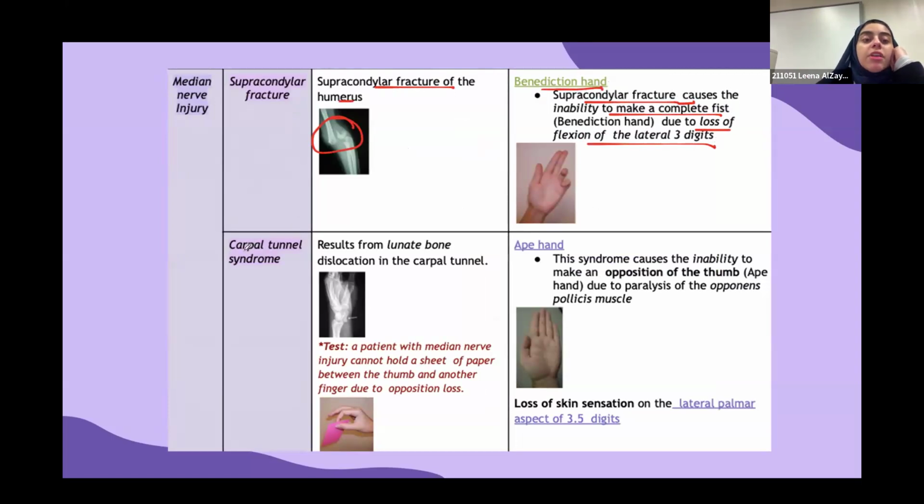On the other hand, if you have the injury of the median nerve on the carpal tunnel, it results from the lunate bone dislocation over here. Okay, you would have the ape's hand, where you're not actually able to oppose the thumb like this. You're not able to do this. Okay, so this is due to the paralysis of the opponens pollicis muscle, and you will also have the loss of sensation of the lateral palmar aspect of the 3.5 digits. And how do you test it? If they hold a sheet of paper between the thumb and the finger, due to opposition loss, they won't be able to hold the paper like this.